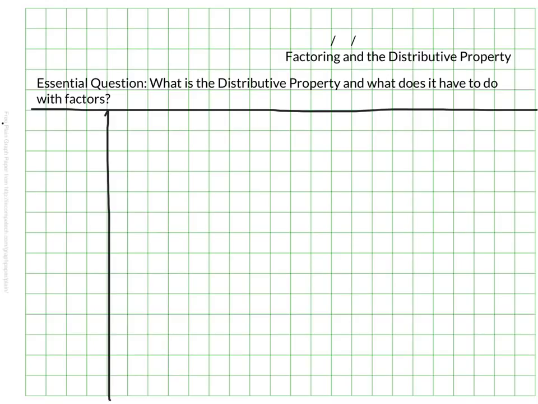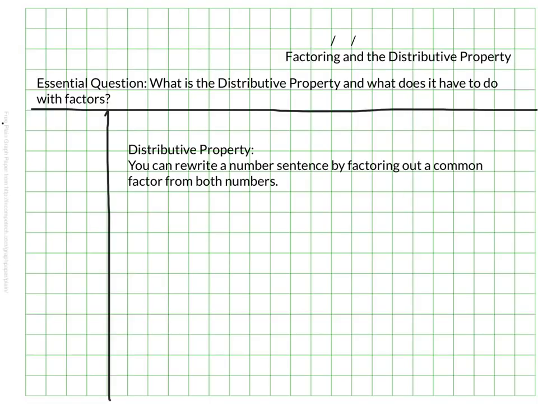The distributive property is a bit hard to define, but we're going to write down something here just to have as a reference. Basically, the distributive property tells us that in math, we can rewrite number sentences by factoring out or taking out a common factor from both numbers. Make sure you have that recorded in your journal, and know that this will be important as we move forward in math, particularly with algebra. But for now, we just want to get the basics. So we're going to do a few basic examples.